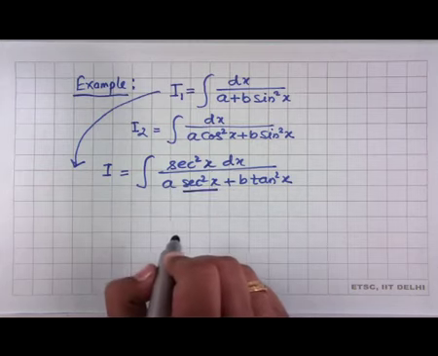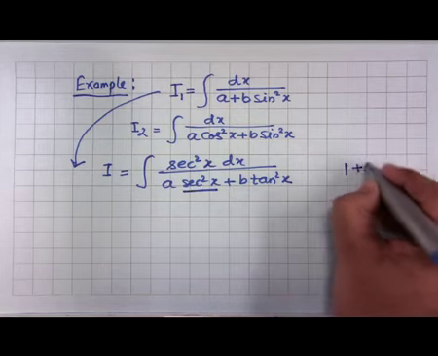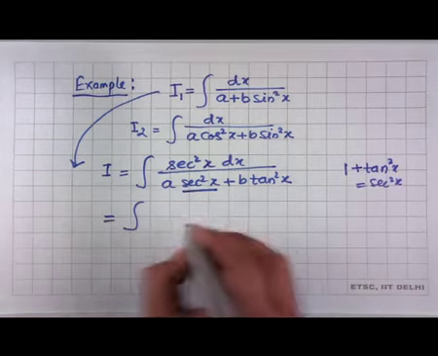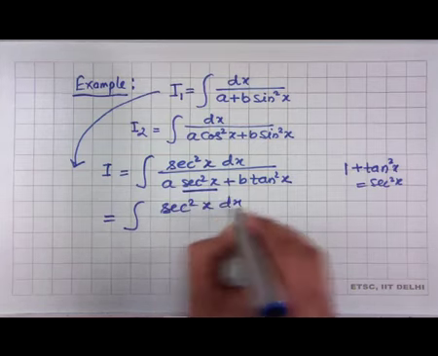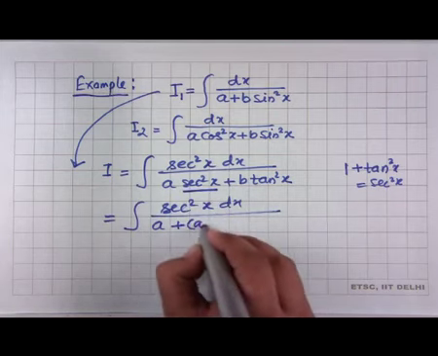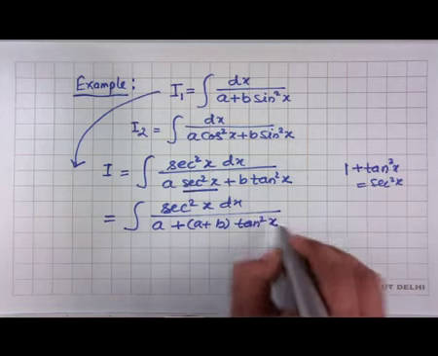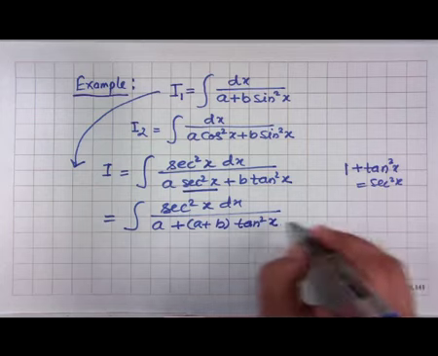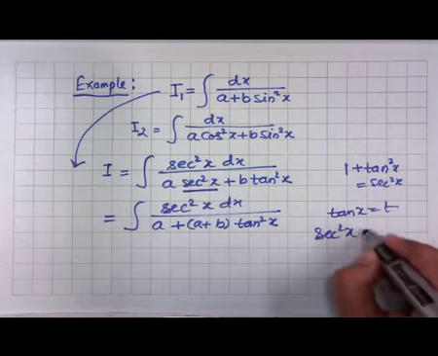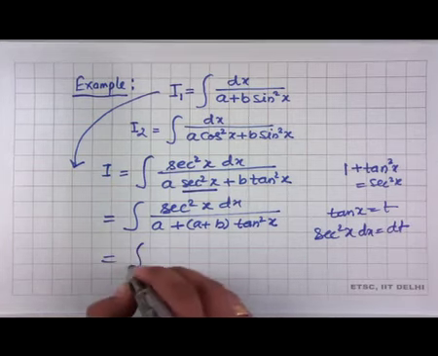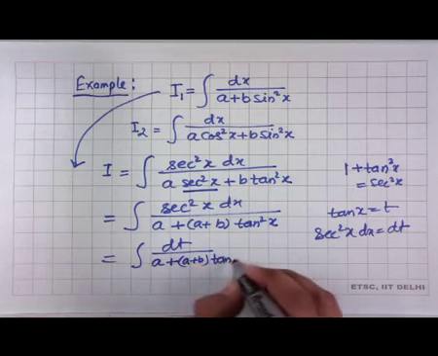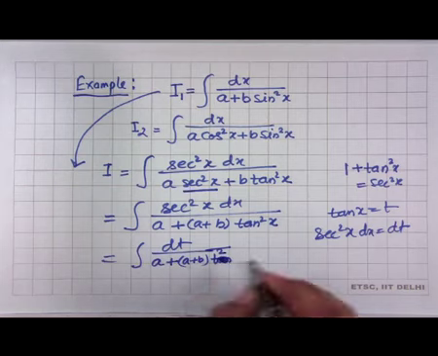The only problem will be with this sec square x in the denominator, but fortunately we have a relationship that 1 plus tan square x is nothing but sec square x. So, in the denominator we replace sec square x with 1 plus tan square x, giving a plus b tan square x, using the formula sec square x equals 1 plus tan square x. Then make the substitution tan x equals t, so that sec square x dx equals dt. So, we get this integral as dt divided by a plus b times t squared.